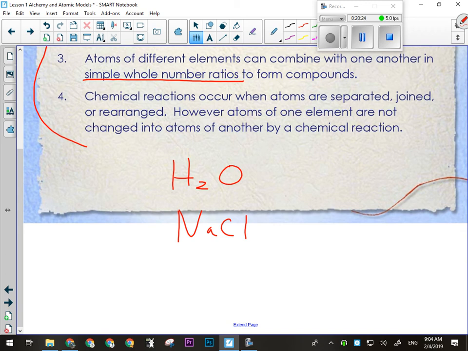And the last point, and this point here is the one that killed alchemy forever. Chemical reactions occur when atoms are separated. So if I had water, I would separate the hydrogen from the oxygen. I don't mean pulling an atom apart. I mean pulling different atoms away from each other. So they can be separated, or they can be joined, put together, or they can be rearranged. So what that looks like in a chemical reaction, I'll show you here in a second, but this is the part that killed alchemy. However, atoms of one element are not changed into atoms of another by a chemical reaction. This was what the alchemists got wrong.